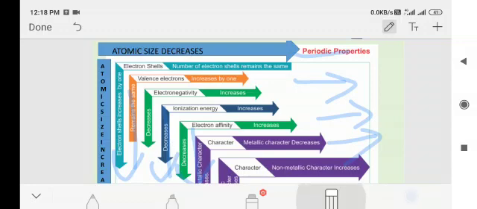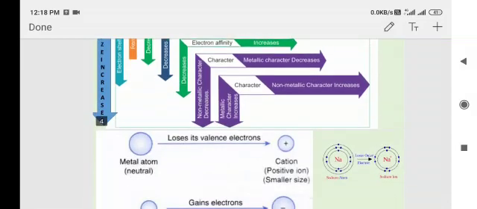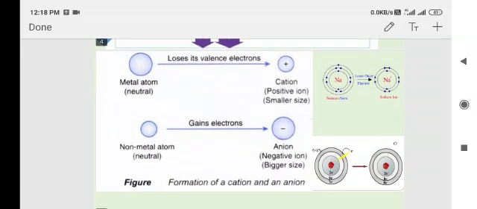Then the last point which is given in this chapter, here you need a little bit of explanation, so concentrate here.